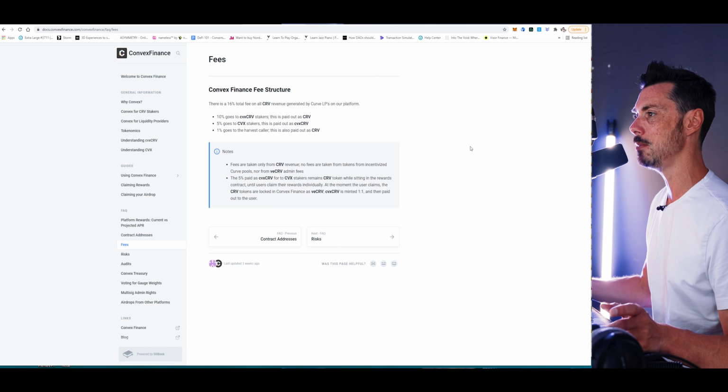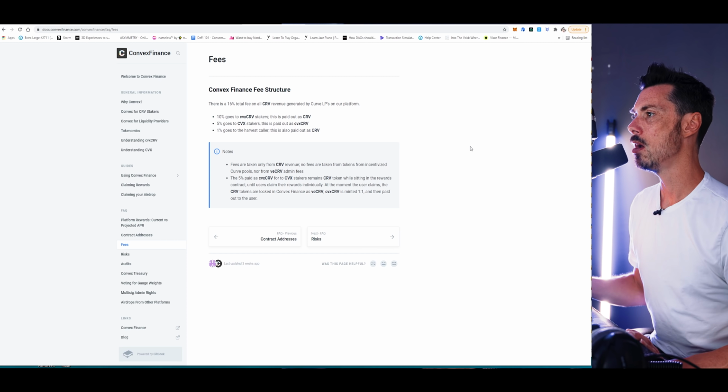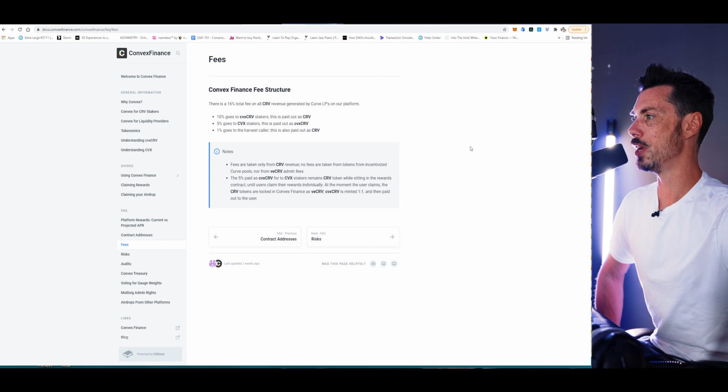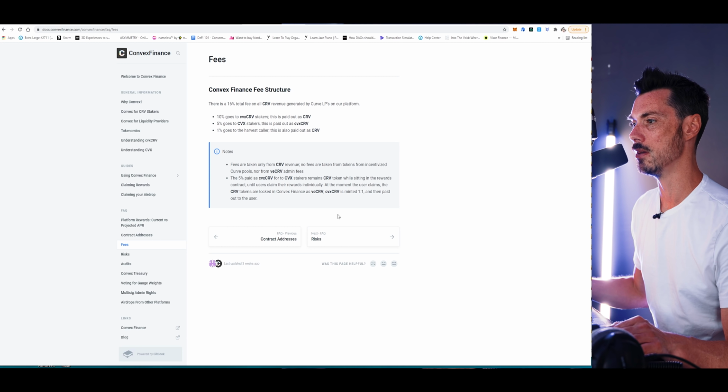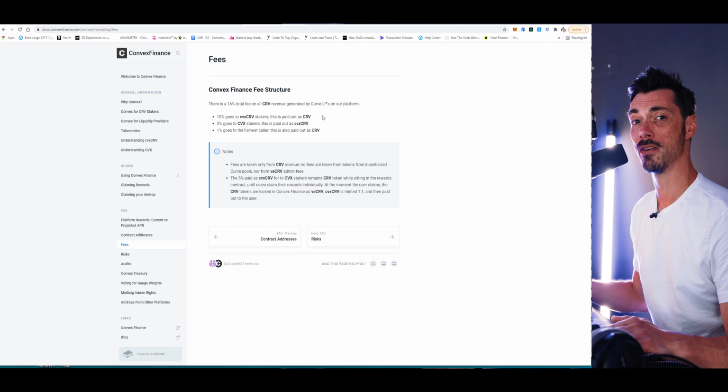Yes, okay. There's a 16% total fee on all CRV revenue generated by Curve LPs on our platform. 10% goes to the CVX CRV stakers, and 5% goes to CVX stakers, and 1% goes to the harvest caller. So fees are taken only from CRV revenue. No fees are taken from tokens from incentivized Curve pools. So the fees are actually, I think they're fine, honestly, for what they're doing. I think that's great. So definitely worth taking a look at Convex.